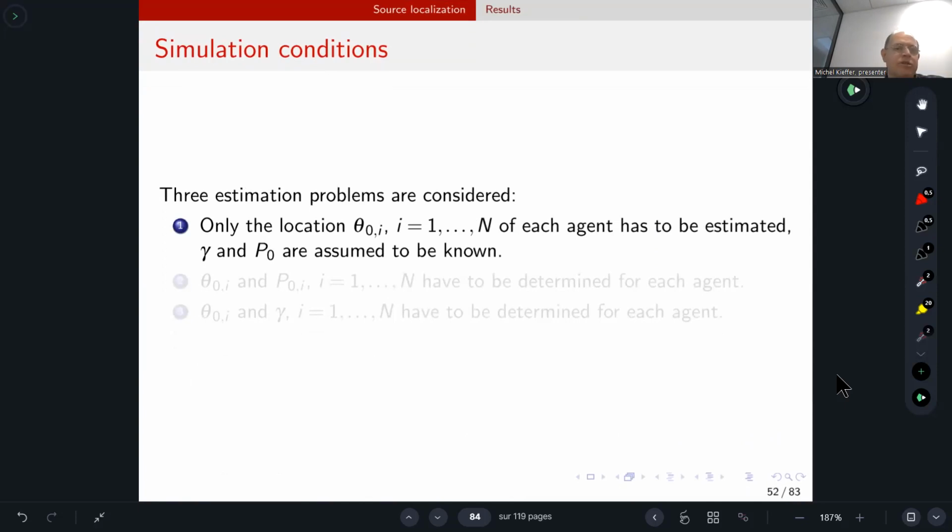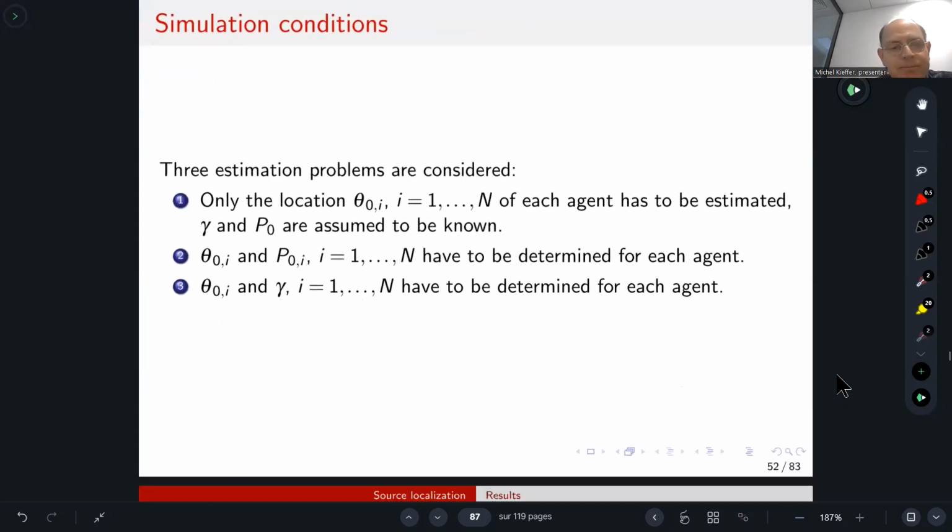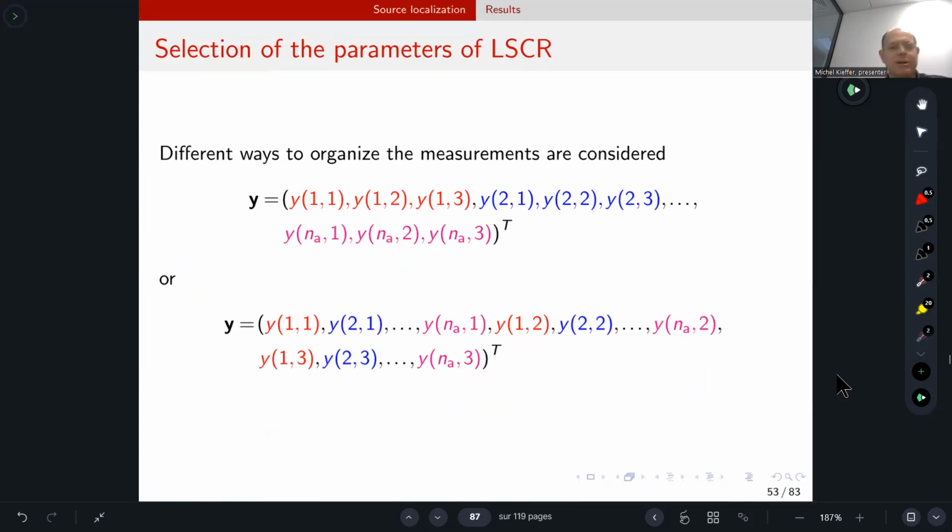Afterwards, I consider three estimation problems. I estimate only the location. I estimate the location and P, and I estimate the location and gamma. These are the three estimation problems.